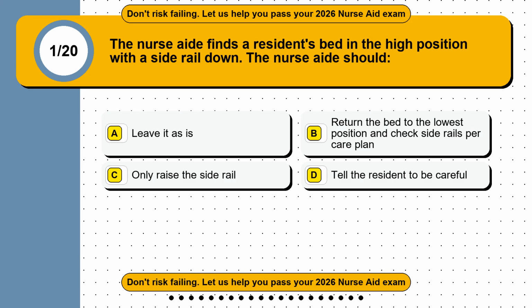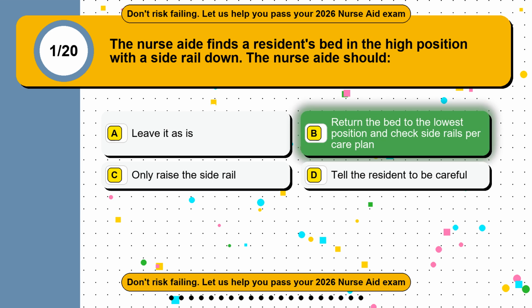Question 1. The nurse aide finds a resident's bed in a high position with a side rail down. The nurse aide should: Option A, leave it as is. Option B, return the bed to the lowest position and check side rails per care plan. Option C, only raise the side rail. Option D, tell the resident to be careful. The correct answer is option B. Return the bed to the lowest position and check side rails per care plan.